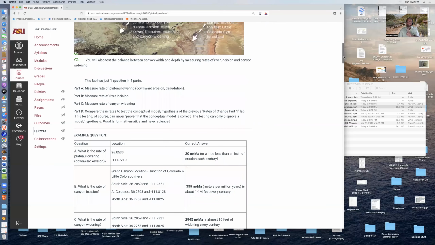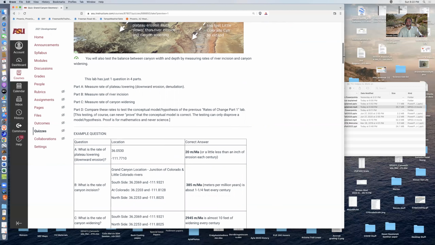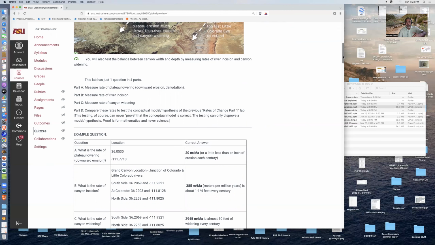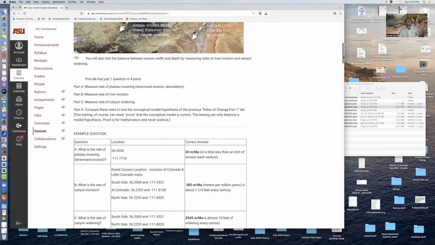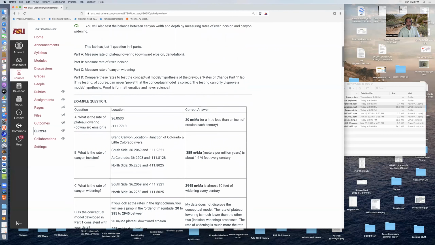There's just one question you have to do, but there are 4 parts to this lab. The first part is you measure the lowering of the plateau. The second part is you measure the rate of river incision. The third part is you measure the rate of canyon widening. And then the fourth part is you compare these rates to the conceptual model you did in the first part of the lab. And that's really what science is about.